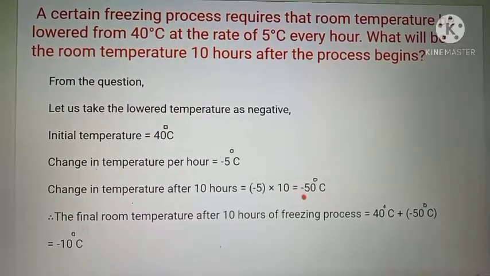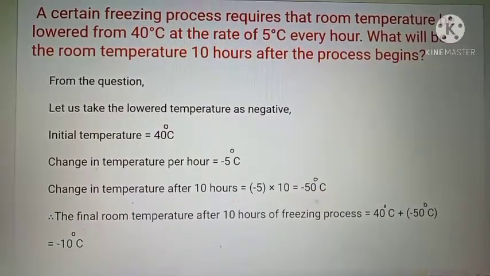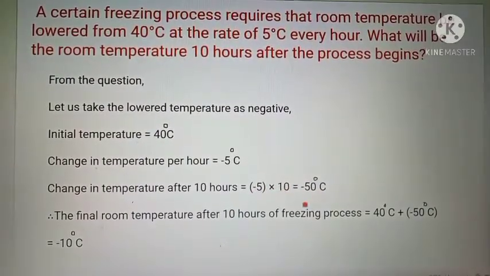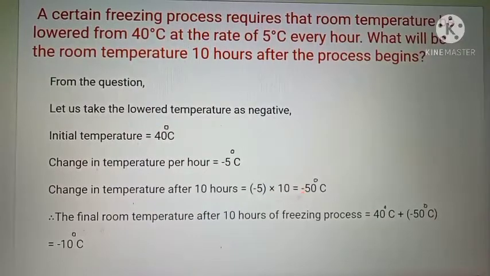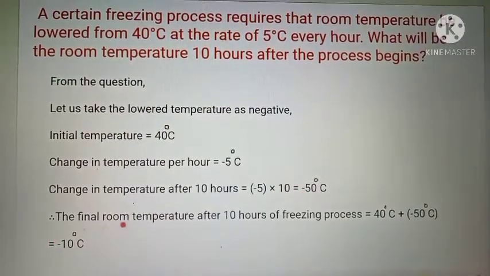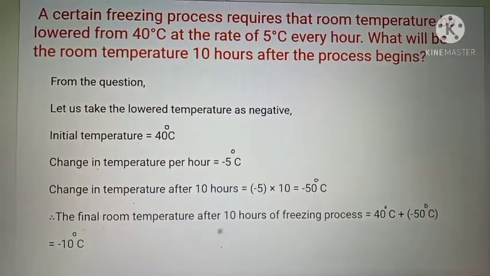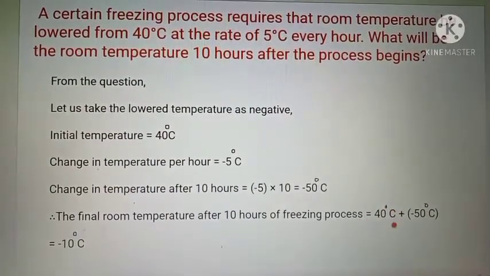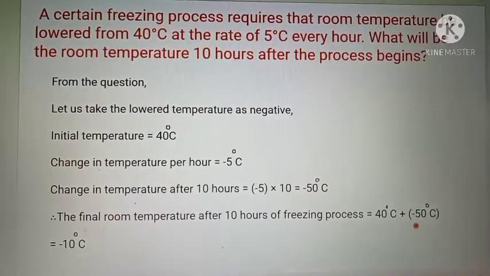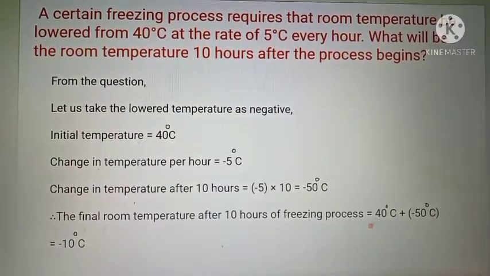Now change in temperature after 10 hours is equal to minus 5 into 10, that is minus 50 degrees Celsius. We know minus into plus is minus. Therefore, the final room temperature after 10 hours of freezing process is equal to 40 degrees Celsius plus minus 50 degrees Celsius.